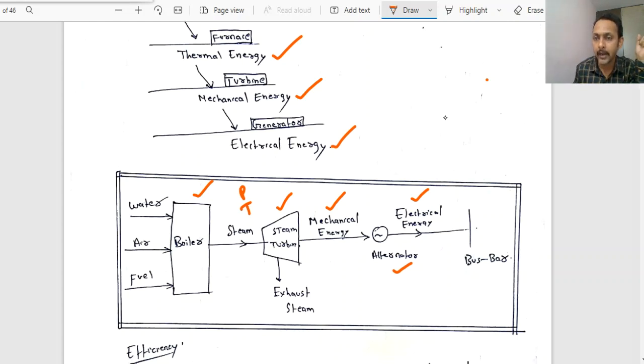Once we get the electrical energy, it will be injected into the bus bar. Of course, different stages will be there before directly coupling it to the bus bar. But we are going to have a boiler, steam turbine and alternator as the major components.